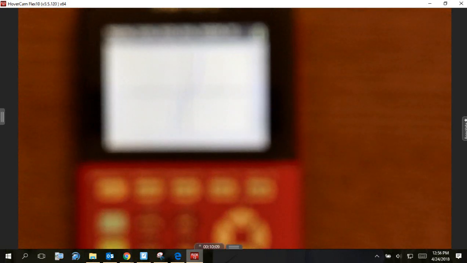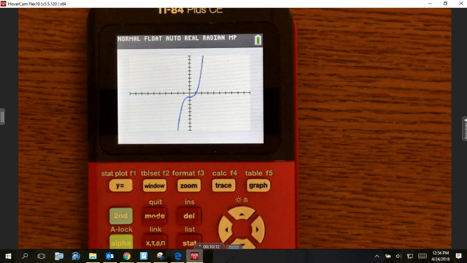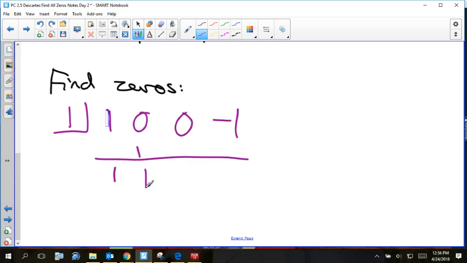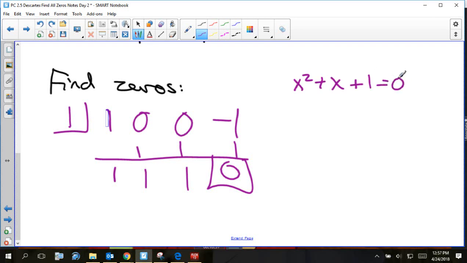So your graph should look like that. And it looks like the number 1. Is that a positive 0? Just making sure. We should have 1 positive. And that's what it looks like. So go ahead and take out that 1. Take out the 1. And then what numbers do I use here? I use 1, 0, 0, 0, negative 1. And that comes out, so I know it really is a 0. We have left over x squared plus x plus 1 equals 0.